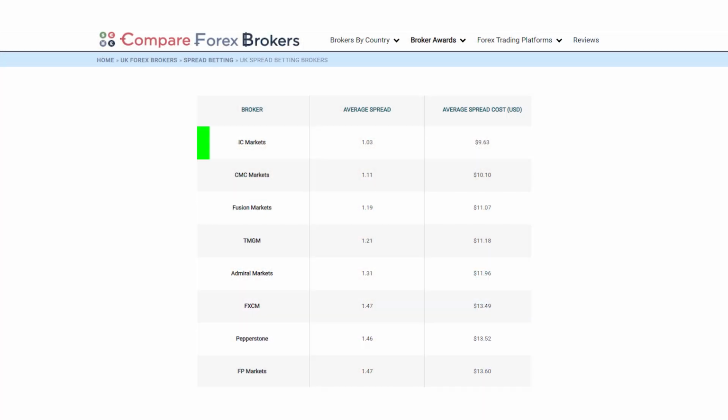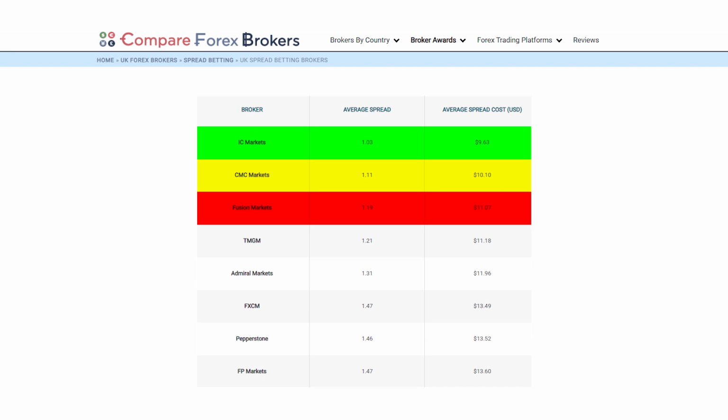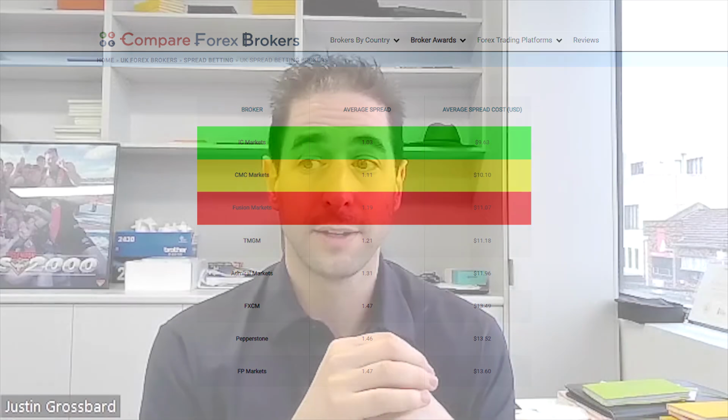So to summarize: IC Markets, lowest spread. CMC came second, which was a surprise, quite a large broker, but they do have competitive spreads, we'll give them that. And then Fusion, which is often considered one of the cheapest ones, came third. So there's your top three. Tested twice, not just once, over two periods. Solid methodology. There it is. Anything else that you want to add to this, Ross?